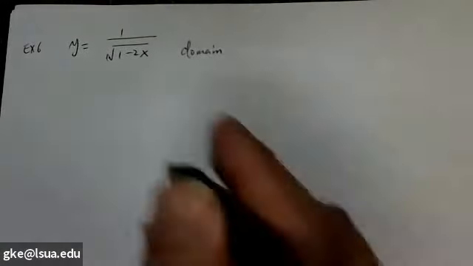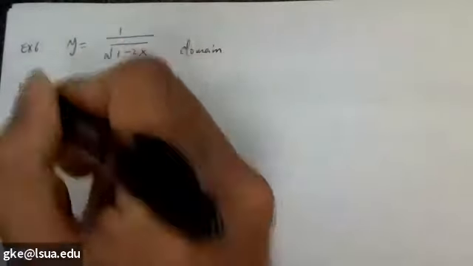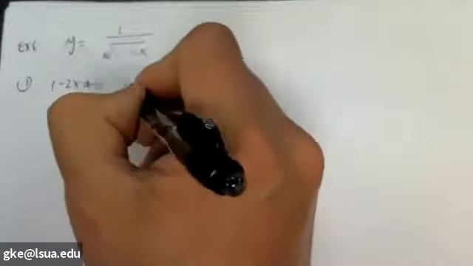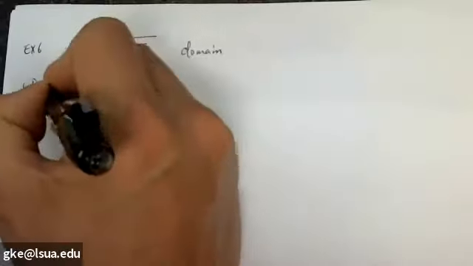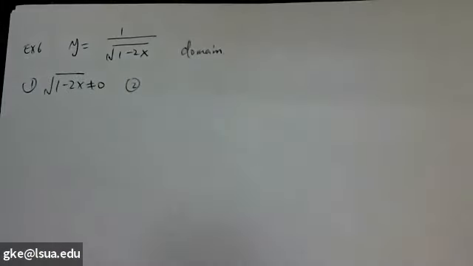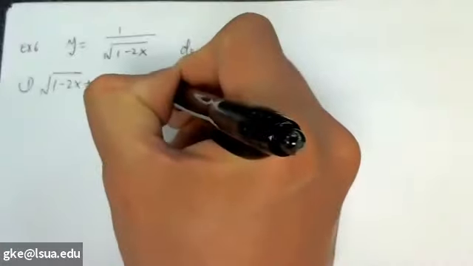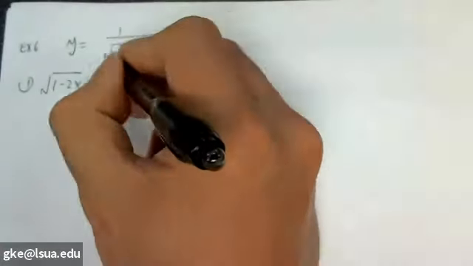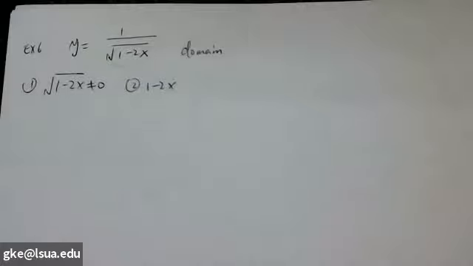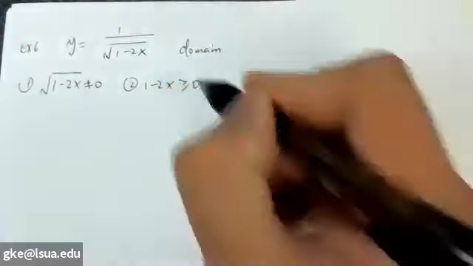So let's take a look. The first case actually is the square root, because the denominator can never be 0. And the second case is going to be the square root. Everything inside the square root is going to be greater than or equal to 0.